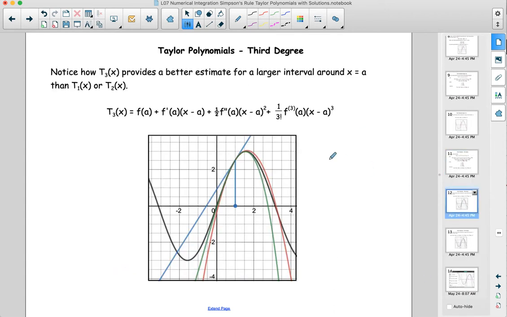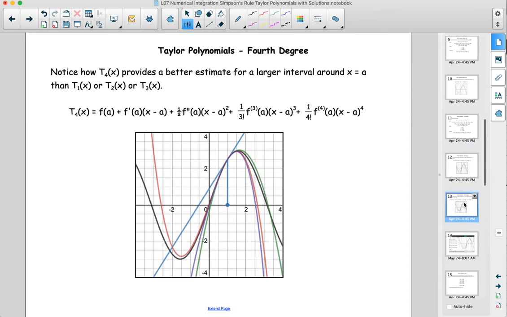And moving forward, looking at the picture now, that becomes the green one. And you notice how that looks fairly good, maybe out to here. So you can see how it's increasing. We can move further away from a and still have a good estimate. So with these polynomials, the larger the degree, the better the estimate is becoming.